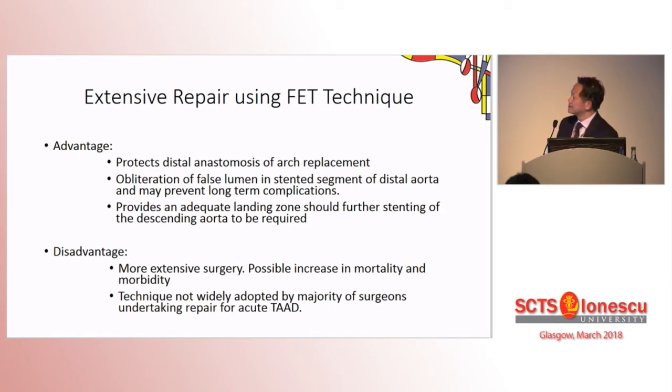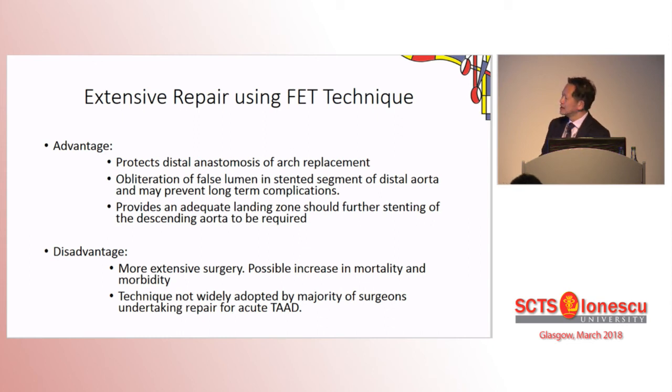So what we found was that by using the elephant trunk, by stenting the proximal descending thoracic aorta, by obliterating the false lumen, or perhaps just by depressurizing it, we actually help to protect the distal anastomosis in acute dissection arch surgery. And despite my initial thoughts of it being a longer, more complicated operation, leading to more instances of bleeding, that was not the case. So that was the main reason why I started using it.